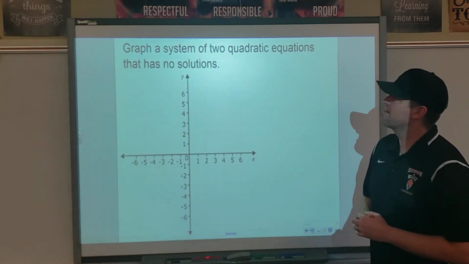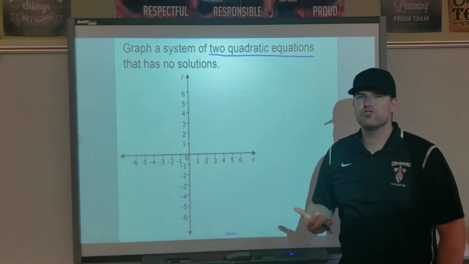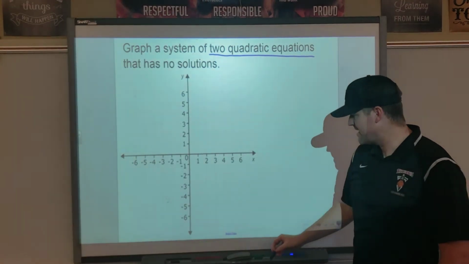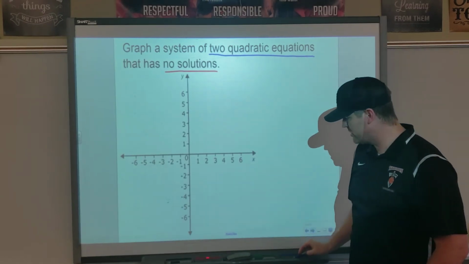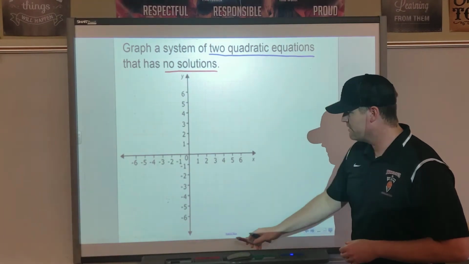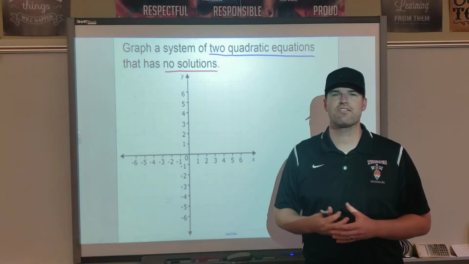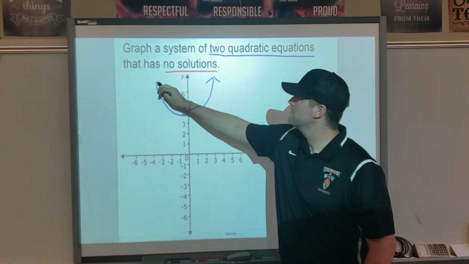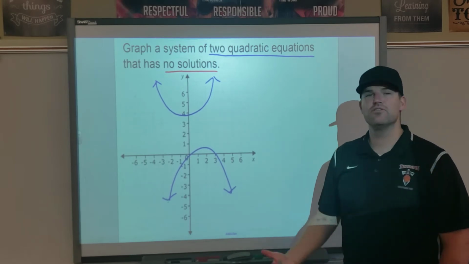This one says to graph a system of 2 quadratic equations. So if it's 2 quadratic equations, I know I have 2 parabolas. And it says it's going to have no solutions. So again, we know that a solution to a system is the ordered pair where the 2 graphs cross. So if this particular system has no solutions, that means the 2 graphs never cross. So I could do something like maybe a graph up here and a graph down there. That would be no solutions.